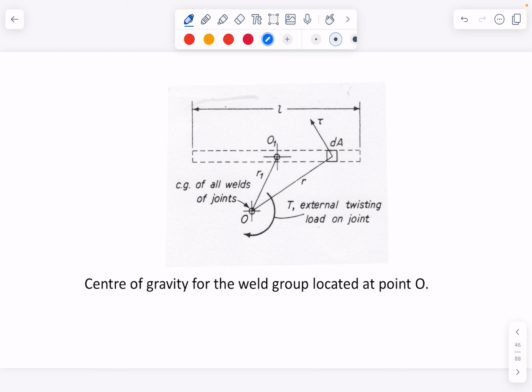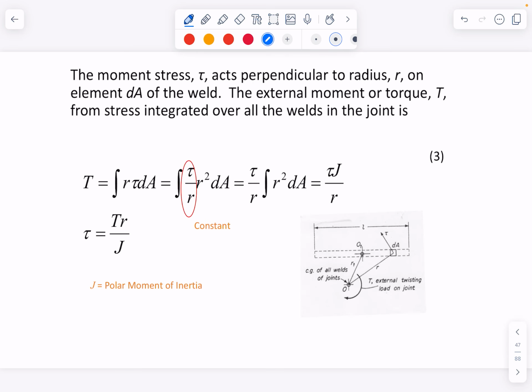You can go through the math, work out how to work out the centre of gravity. Again, it's just a parallel axis type theorem. We can go through and show that shear stress over radius is a constant, and we end up with this equation, which is the important one.